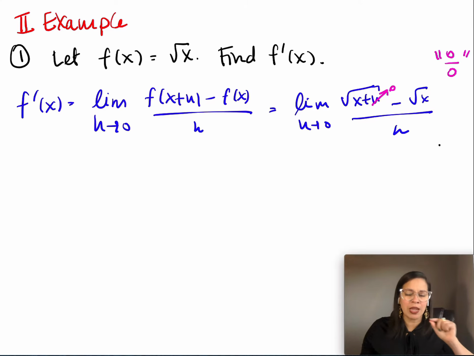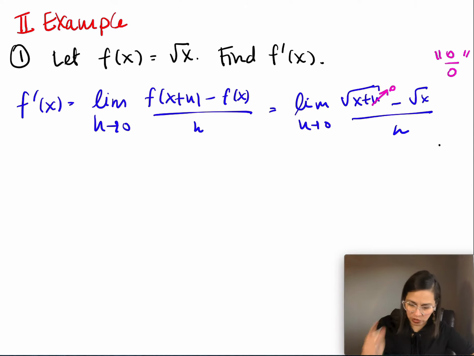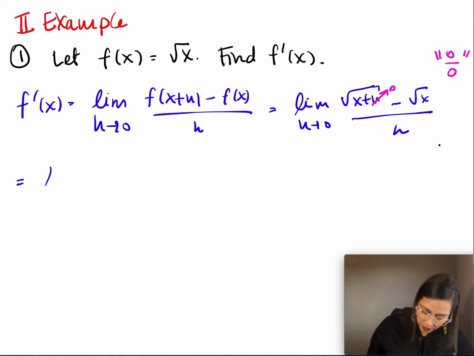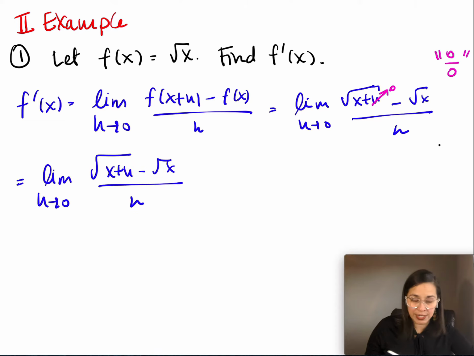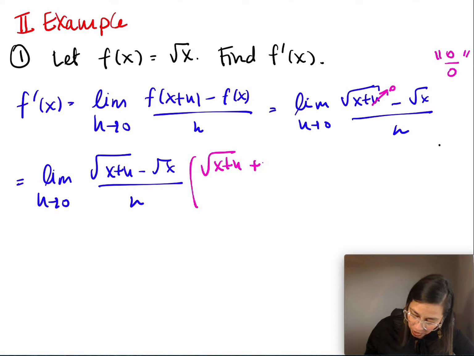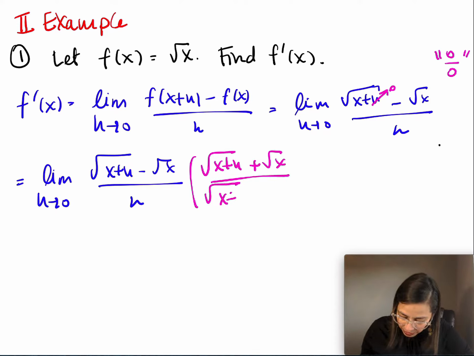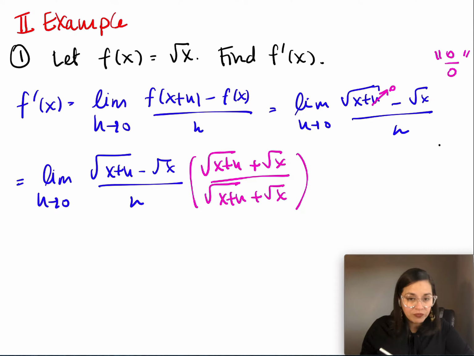We have to multiply and divide by the conjugate, which is exactly the same roots, but instead of subtracting, we have to add. So let's do it. What I'm saying is that this is just equal to the limit as h goes to 0 of root of x plus h minus root of x all over h, and I will multiply by the conjugate. I know that the conjugate is root of x plus h plus root of x, but if I multiply by it, I have to divide by it. So root of x plus h plus root of x.